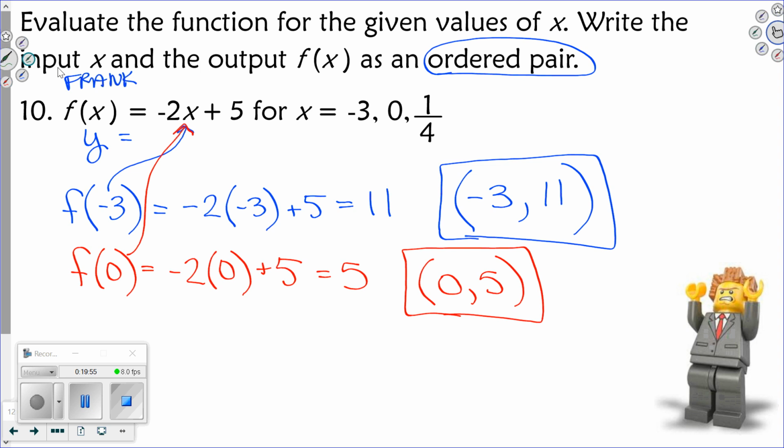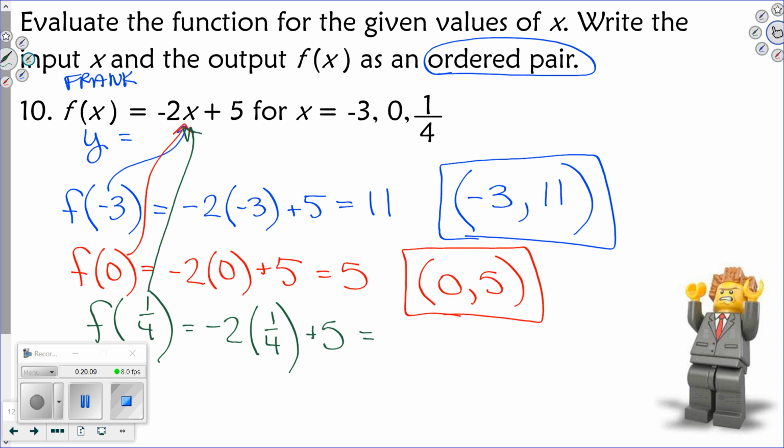All right. And then I have 1/4. So f of 1/4. So negative 2 times 1/4 plus 5. Again, I am just putting that right where the x is. So what do you get?